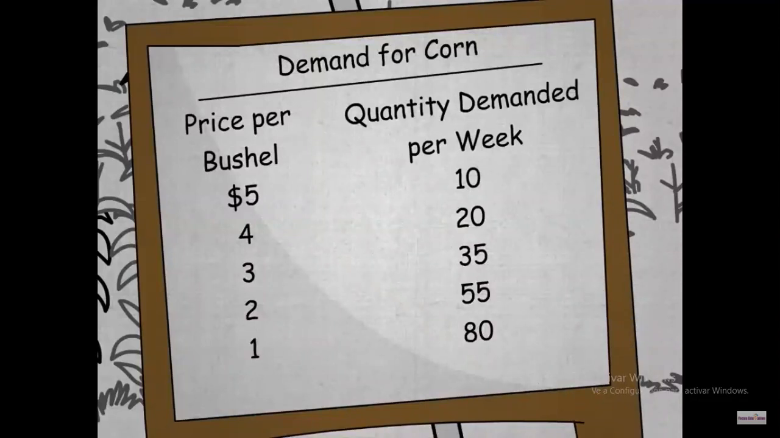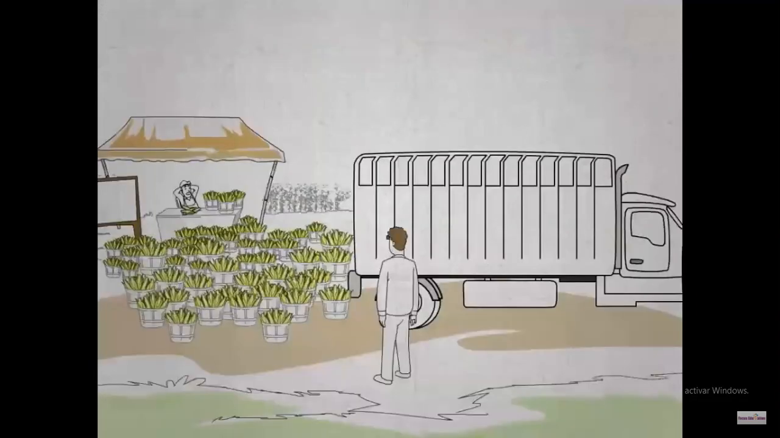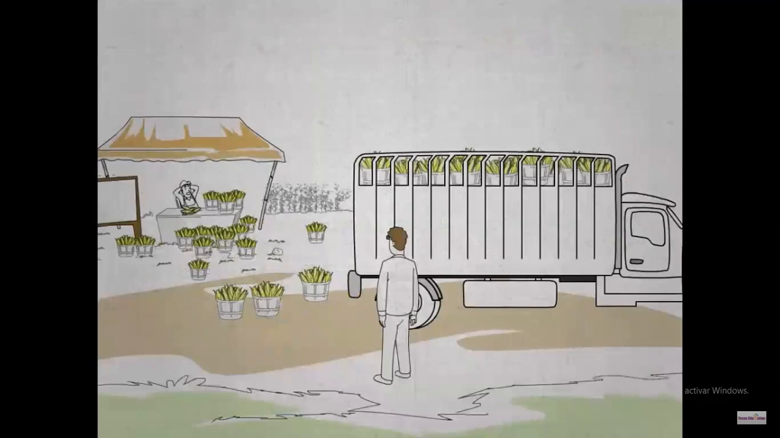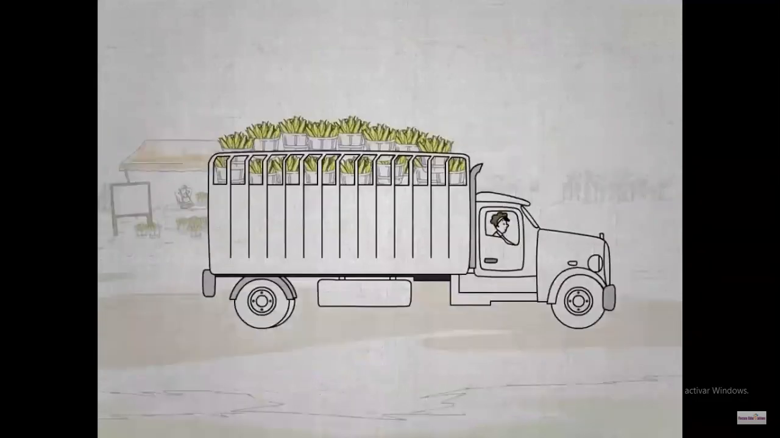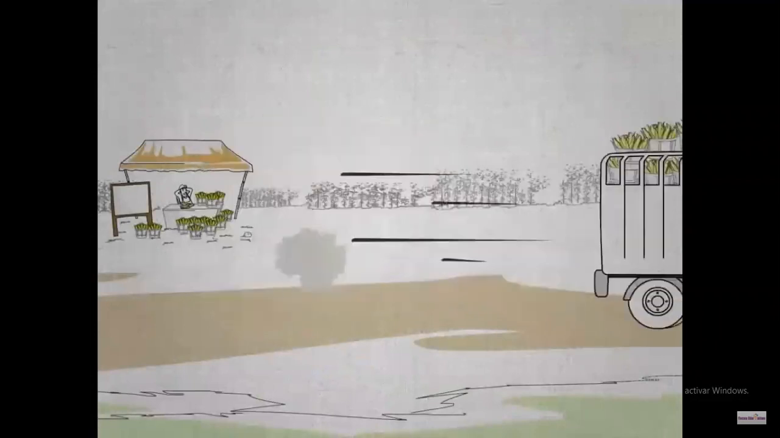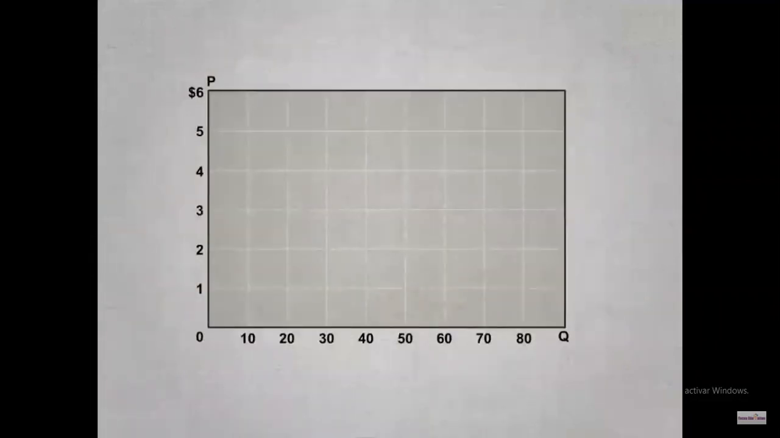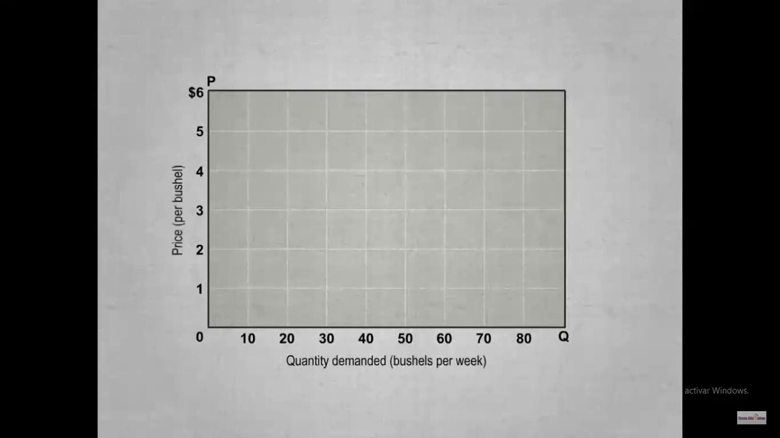But at $4, the consumer is willing and able to buy as many as 20 bushels per week, and so forth. Thus, demand is simply a statement of a buyer's intentions with respect to the purchase of a product. Let's represent the relationship between the price of corn and an individual's demand for this corn on a simple graph. Let's measure quantity demanded on the horizontal axis and price on the vertical axis.